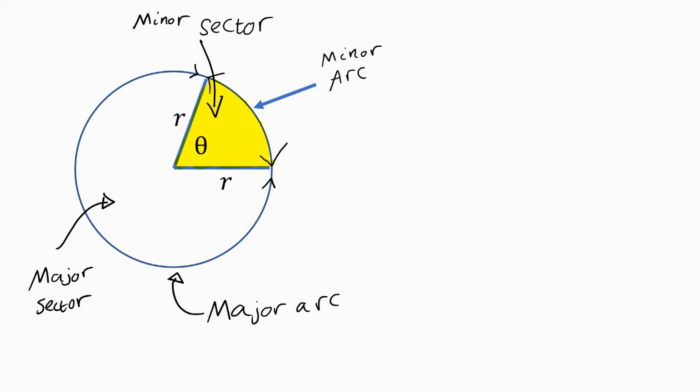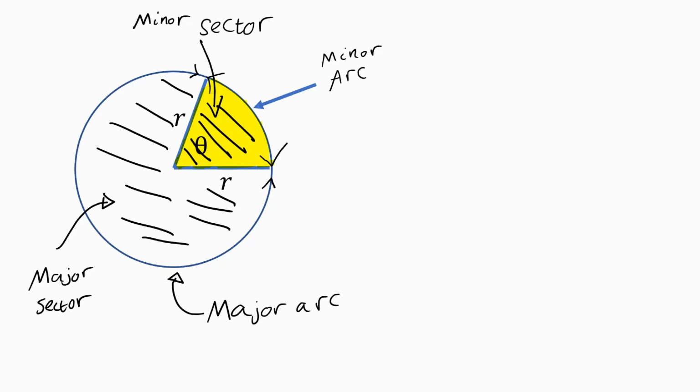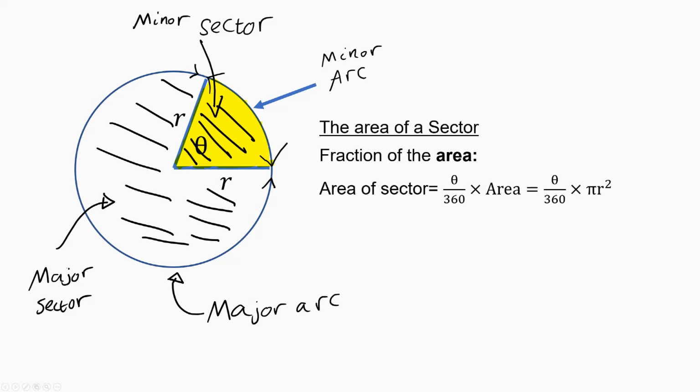Now let's have a look at some areas. So the idea with area is exactly the same. So here we have what we would call your minor sector, and then here is your major sector of the circle. And it's the same idea. To work out the area of a sector, so the minor sector that's shaded in yellow, we need to work out the fraction of the area that we have, which is theta over 360 times the area of the circle, which is pi r squared.